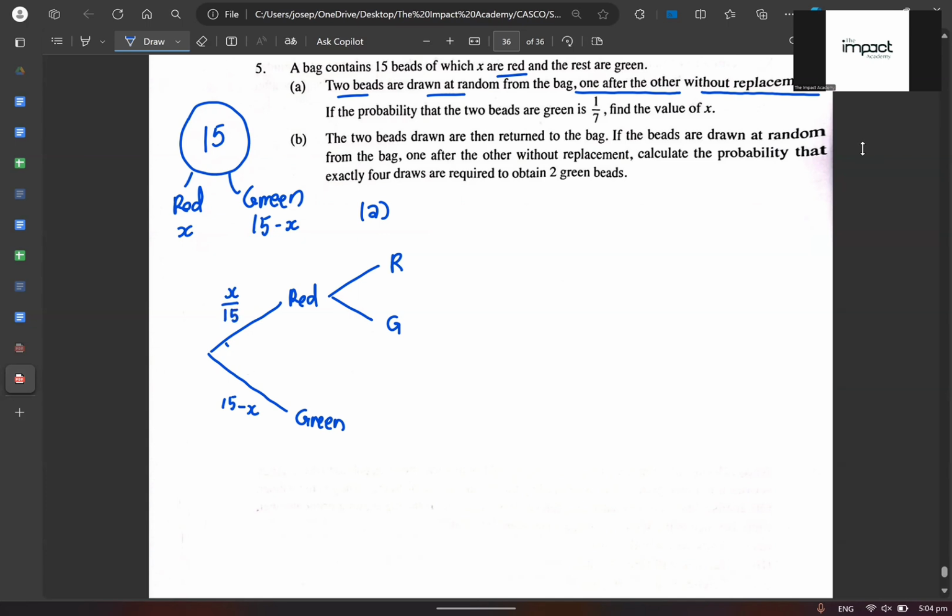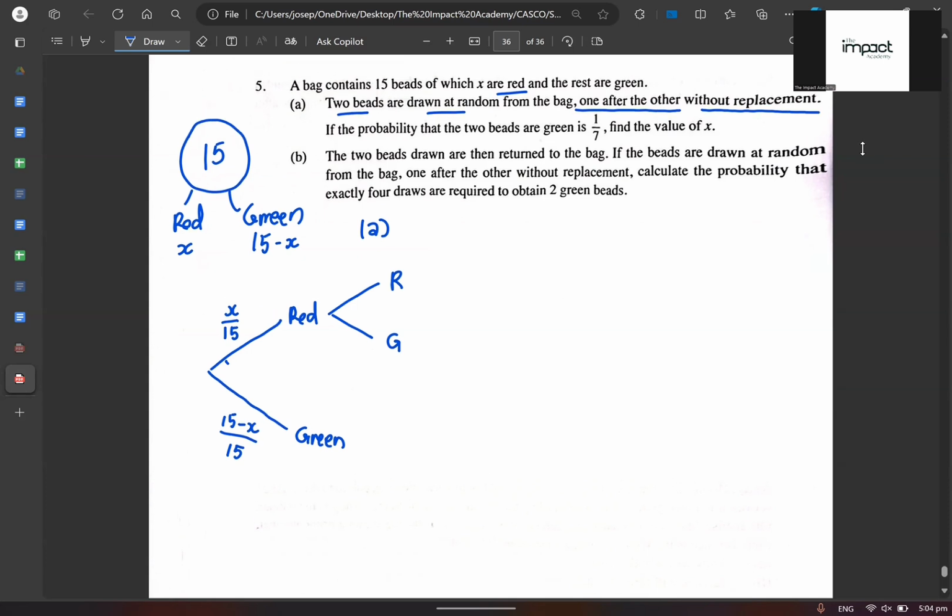Imagine this is 4, then 4 over 15, right? Then 15 minus x over 15. Do you agree or disagree? Okay, you might want to just draw this nicely. This is the first draw, this is the second draw. Am I making sense or not making sense?